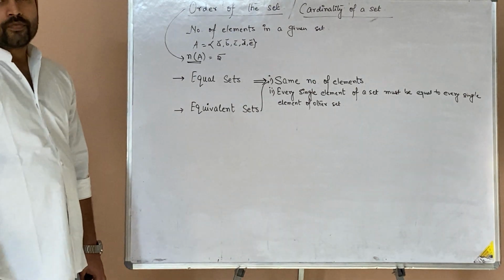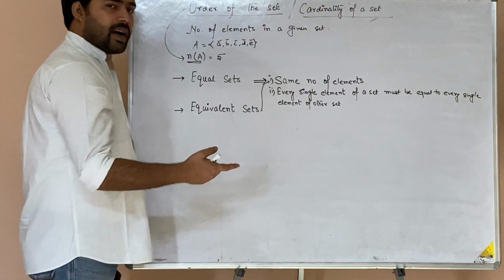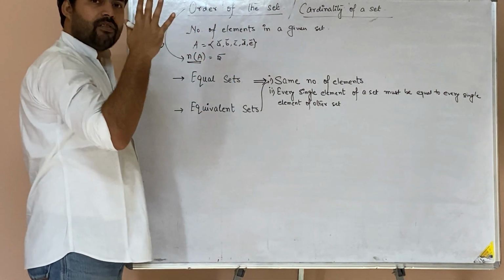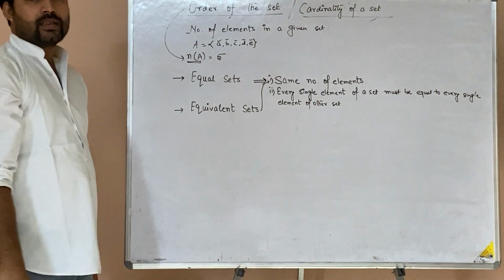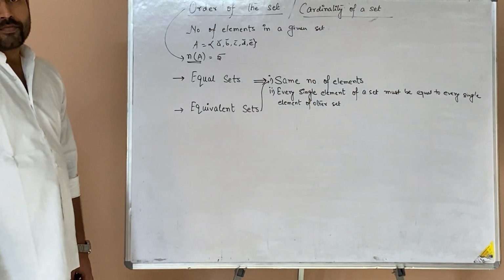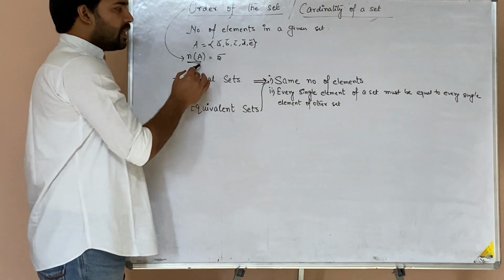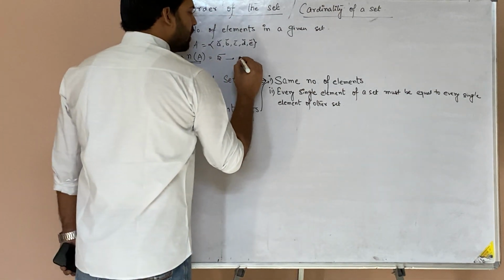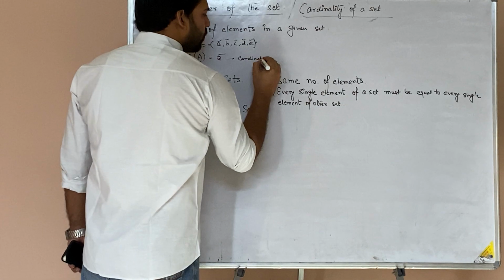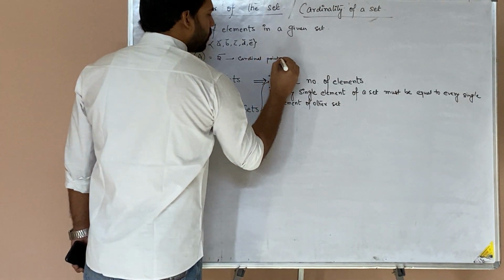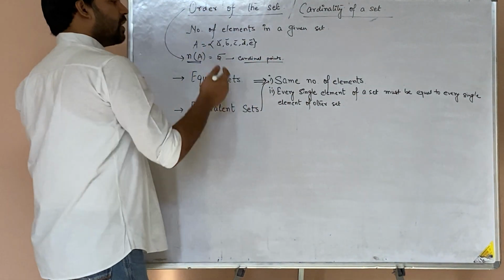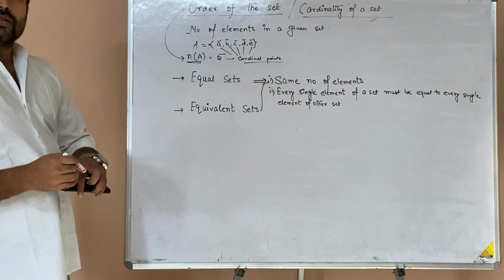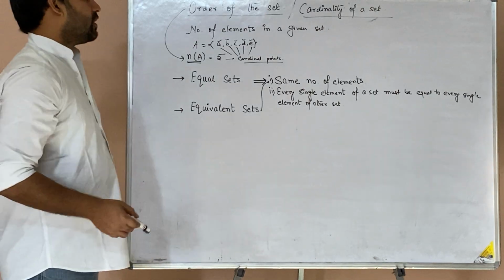And what are the cardinal points? A, B, C, D, E. There are 5 cardinal points in the given set. That means the set A comprises 5 cardinal points. These elements are said to be what? Cardinal points. What are the cardinal points? A, B, C, D, E. These are the cardinal points. Point understood? So this is the order of the set.